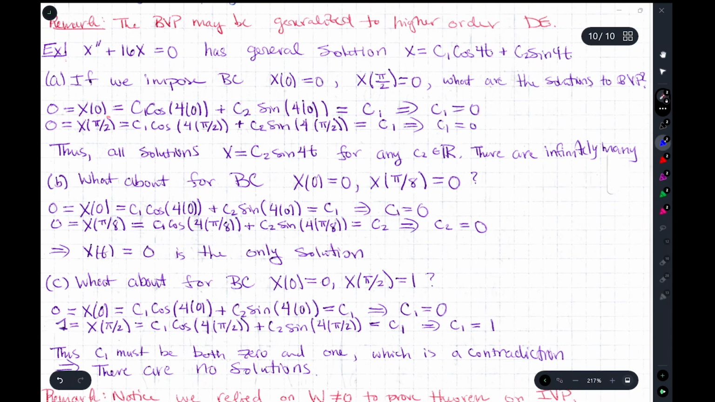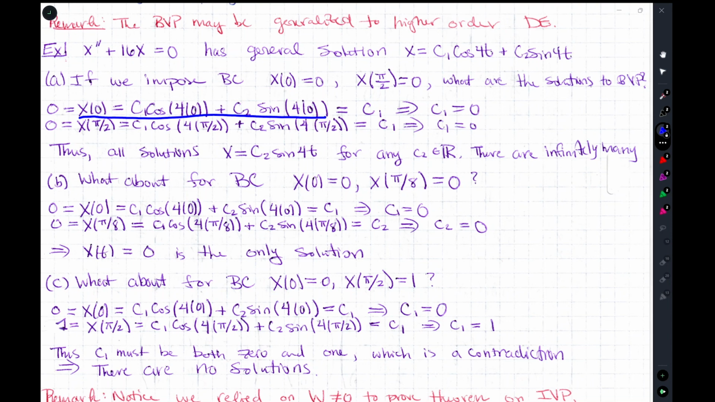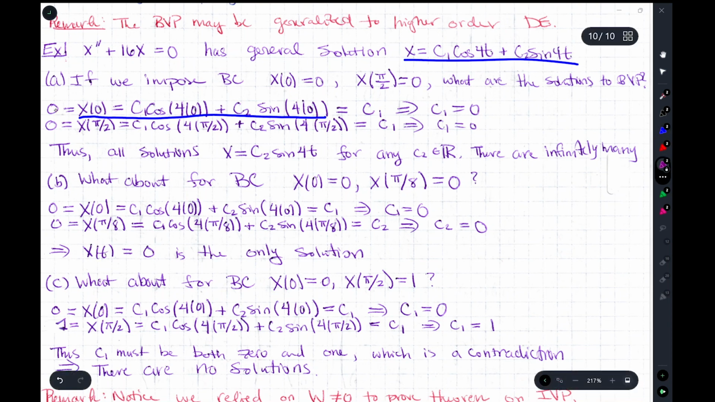We're getting this from applying, so plugging in x equals 0 into this equation. And on the left here we're getting this from the boundary condition. So if you plug it in and you do the math, you basically find that C1 must be equal to 0. Now impose the second condition, x of pi over 2 equals 0.